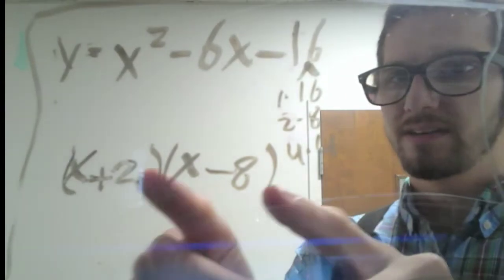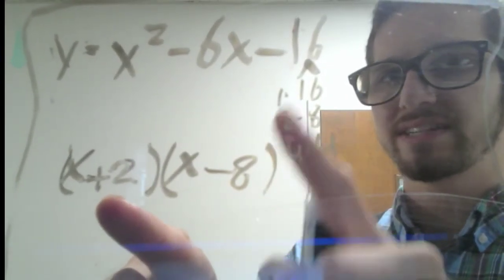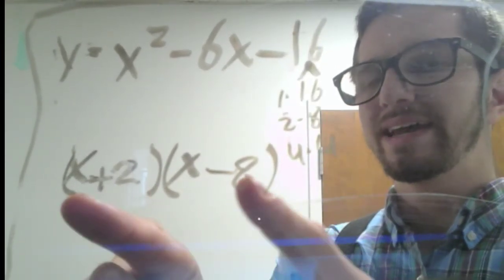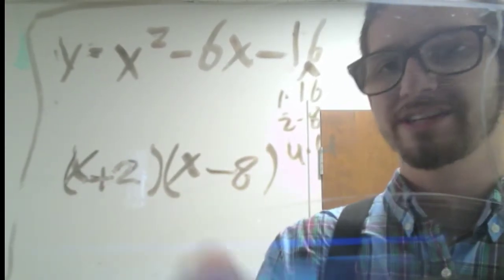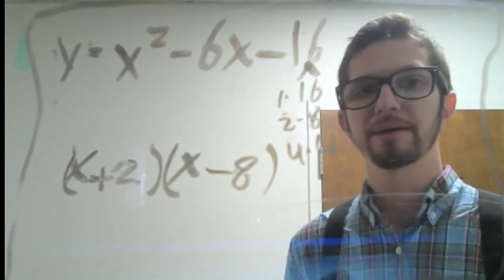Let's check it. Negative 8 times 2 gives me negative 16. Correct. Negative 8 combined with a positive 2 gives me negative 6. Correct. X times x gives me x squared. Correct. I am good to go.